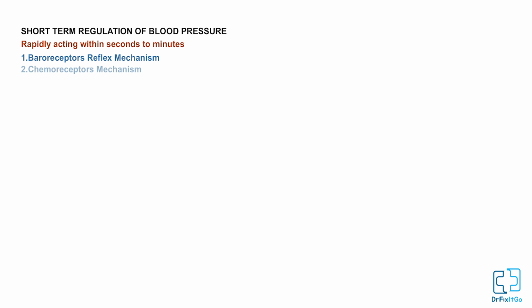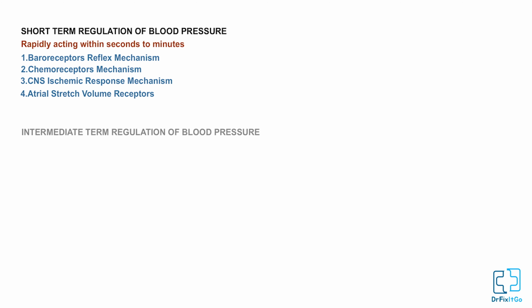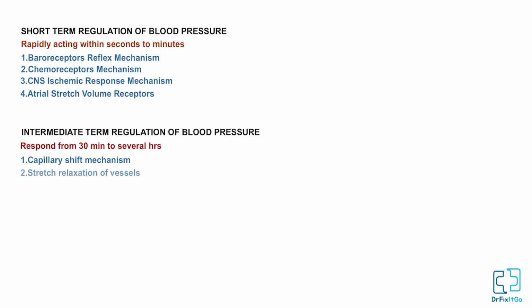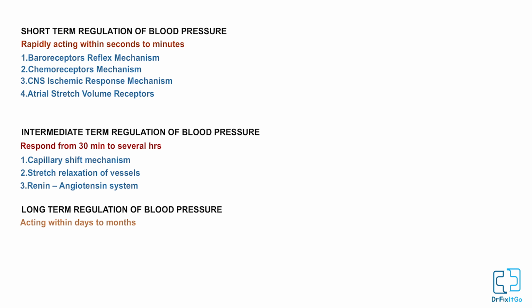Short-term regulation of blood pressure is rapidly acting, within seconds to minutes. They are baroreceptor reflex mechanism, chemoreceptor mechanism, CNS ischemic response mechanism, and atrial stretch volume receptors. Intermediate term regulation of blood pressure responds from 30 minutes to several hours. They are capillary shift mechanism, stretch relaxation of vessel, and renin-angiotensin system. Long-term regulation of blood pressure acts within days to months. They are aldosterone mechanism and renal body fluid control mechanism.